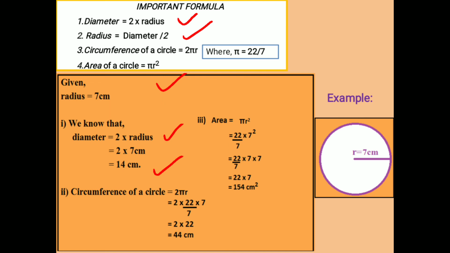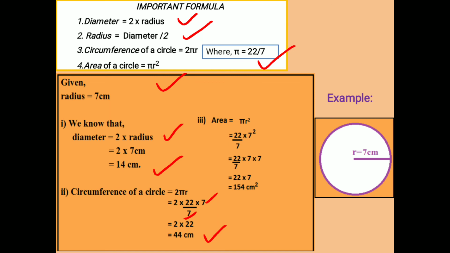Similarly, circumference is equal to 2 pi r. The formula is given as 2 pi r. So if we apply that formula, then we keep the value of pi as 22/7, r has the value 7, this 7 and 7 get cancelled, and finally we'll get 44 centimeter after simplification.